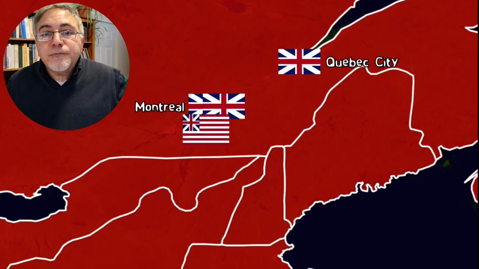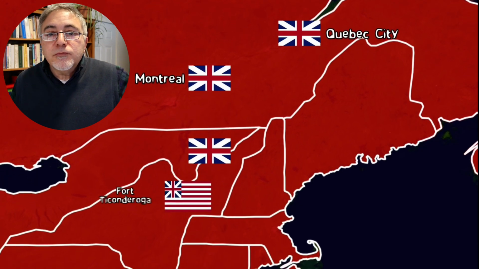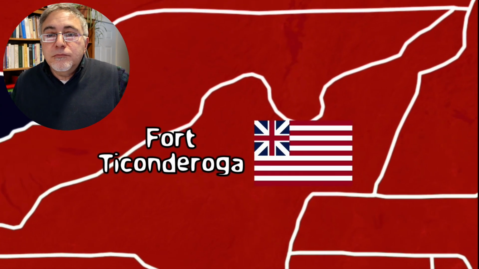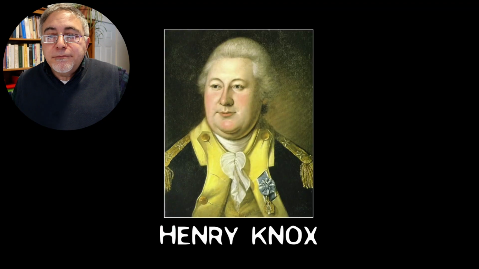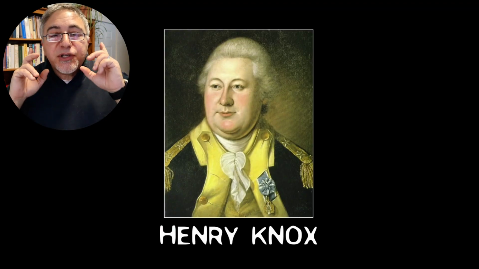Defeated and pushed back at Quebec City, they were forced to retreat all the way to Fort Ticonderoga. Speaking of which, remember all those guns and ammunition? Well, this guy's got a plan for what to do with them. This guy is Henry Knox.